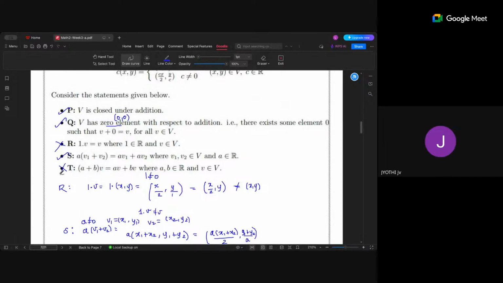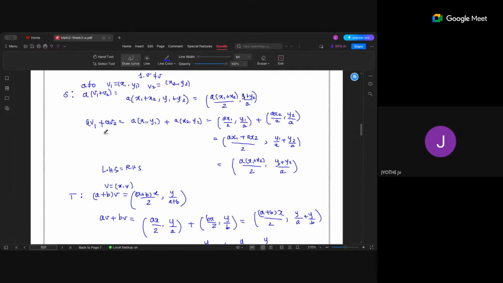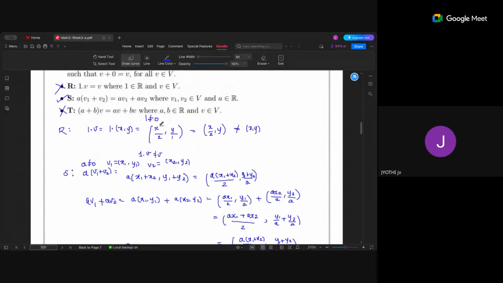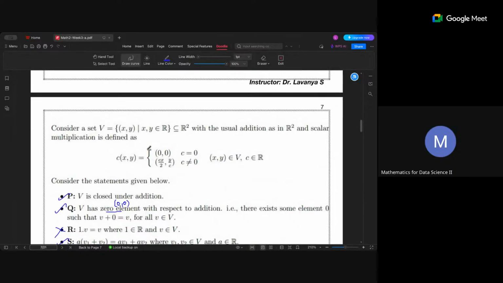Ma'am, in the previous case, a(v1 plus v2), in that a into (x1 plus x2, y1 plus y2), the right side RHS you have taken because this is greater than 0, right? Where? a x1 x2 by 2. That we have taken because in the function it has been given that x1 x2 is greater than 0, it will always be greater than 0, right? It has nothing to do with greater than 0 or anything. We don't have any such conditions.